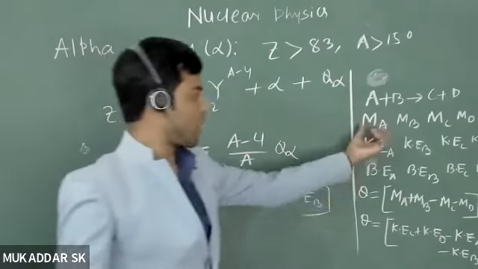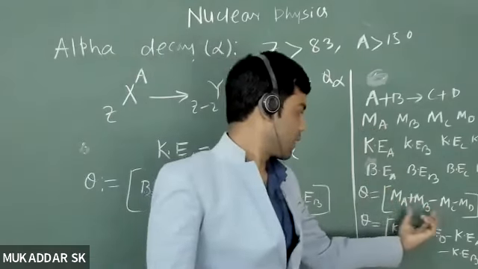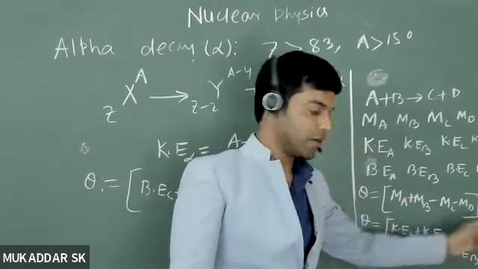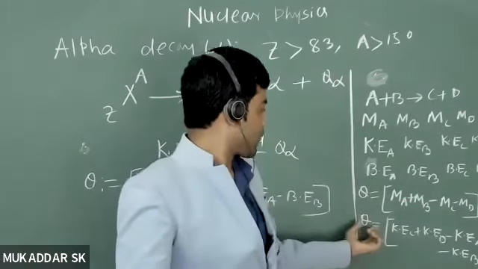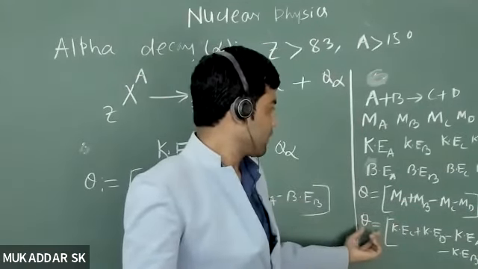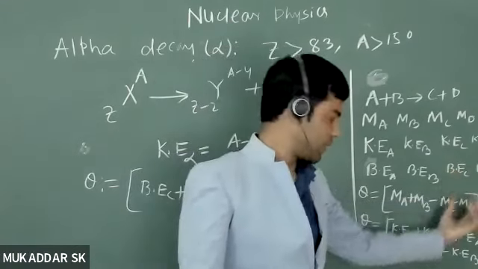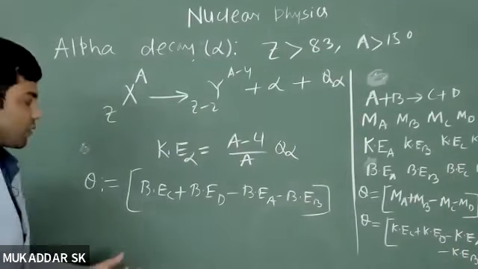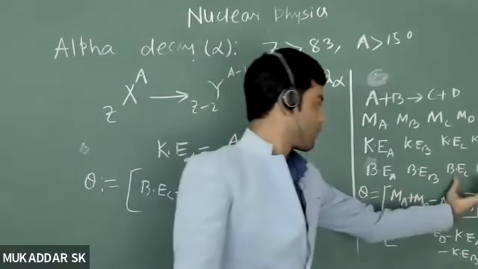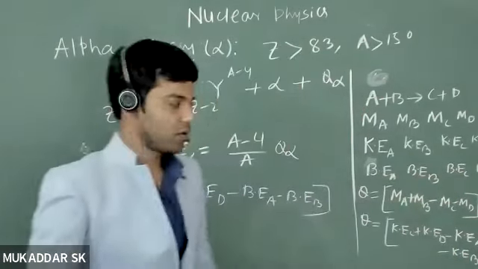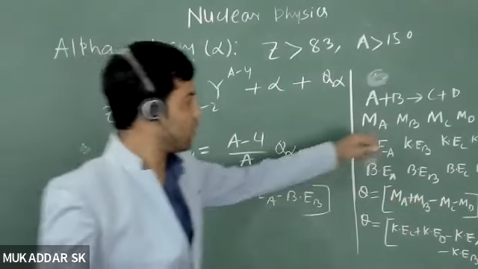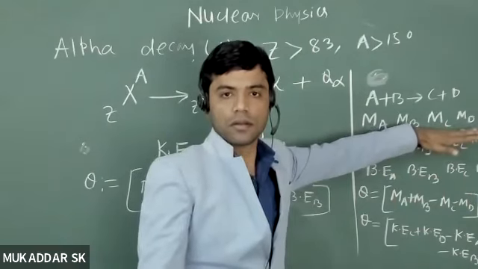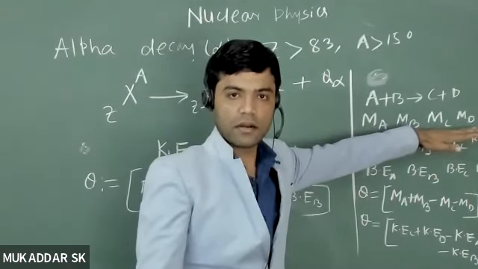So in terms of mass, this is nothing but the nuclear mass of reactant minus product into C square. M into C square is the unit of energy. In terms of kinetic energy, it's the kinetic energy of the product minus the kinetic energy of the reactant. Or in terms of binding energy, it will be the binding energy of the product minus the binding energy of the reactant. So if you know any one of these quantities, like if you know the mass of all nuclei in the reaction, you can calculate the Q value.